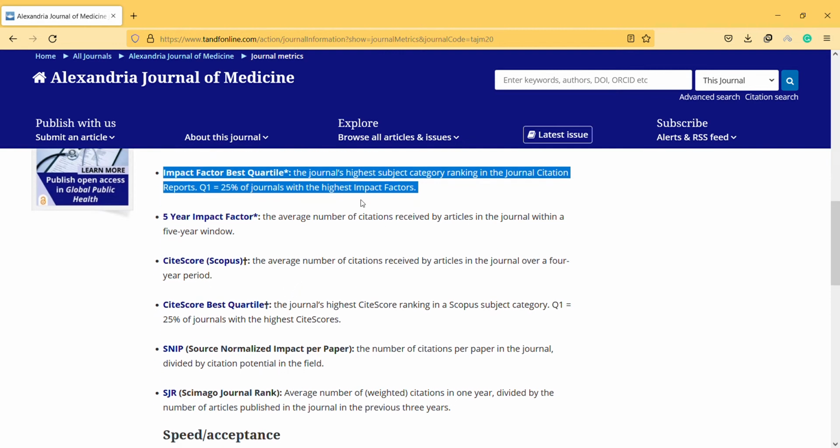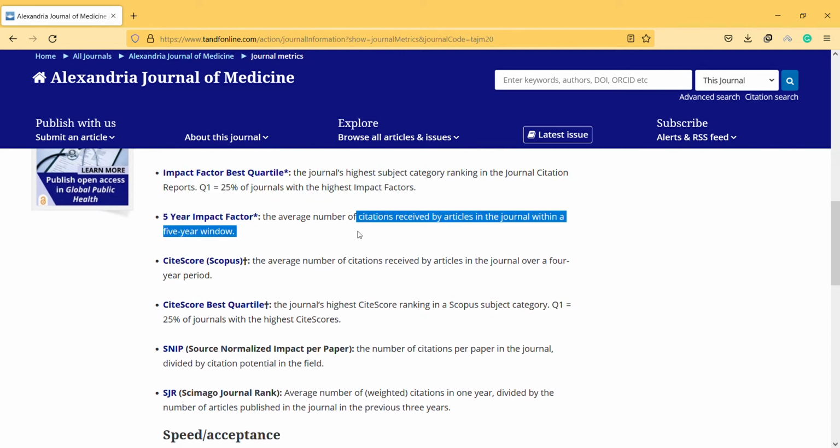Five-year impact factor: the average number of citations received by articles in the journal within a 5-year window. This is also important, because it shows whether the journal is improving.